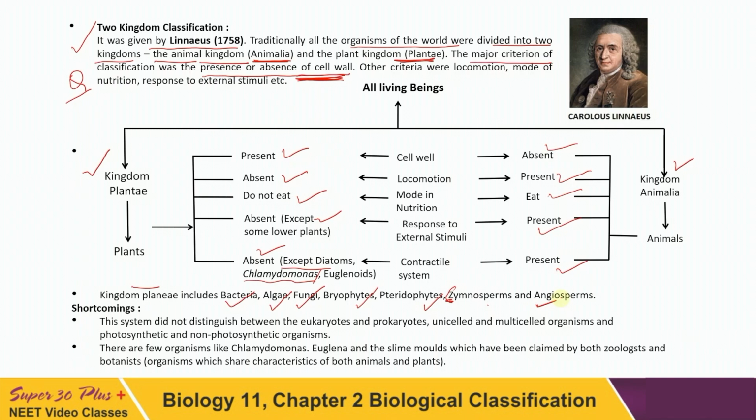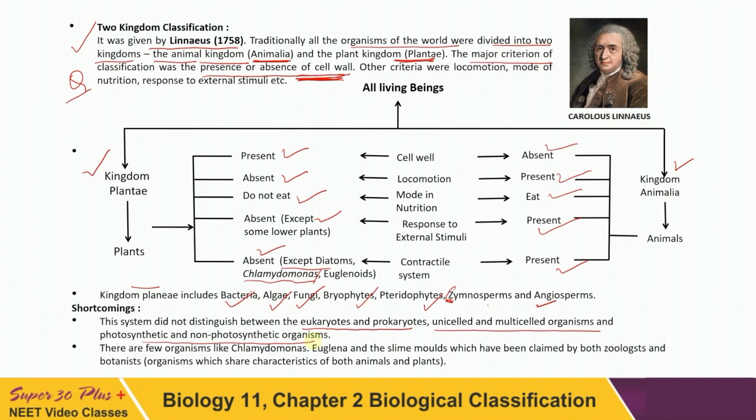What are the shortcomings of this classification? Children, classification means similar organisms will be put in a group. But here you see, this system did not distinguish between eukaryotes and prokaryotes, because in his time this difference was not known. Similarly, unicellular and multicellular organisms have been put together, and photosynthetic and non-photosynthetic organisms have been put together.